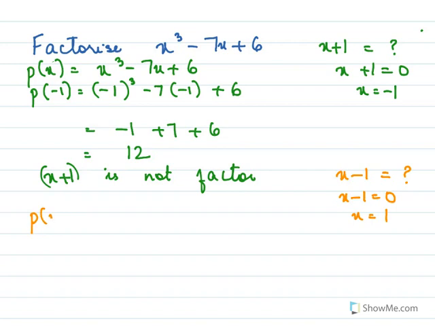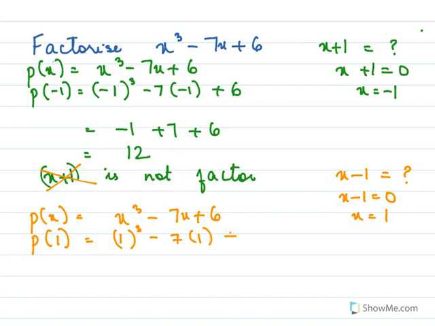Now the polynomial we know is p of x is x cube minus 7x plus 6. So we put 1 cube minus 7 times 1 plus 6, which is 1 minus 7 plus 6, p of 1 is 0. That means x minus 1 is a factor. So now we found another factor, x minus 1.